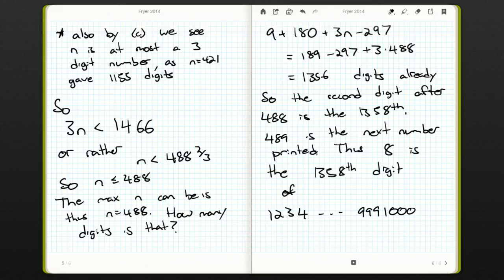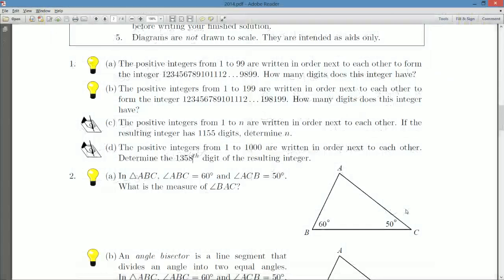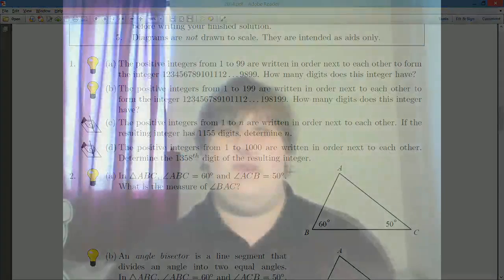I think that's all we were asked for, just what is the value, not what number is it in the middle of. So determine the 1358th digit of the resulting integer. Well, there we go. It's going to be the value of 8, and specifically it's the 8 in 489. So it's a nice starter question. Hopefully you're feeling good about that. Maybe if you tried the contest, that's what you got.